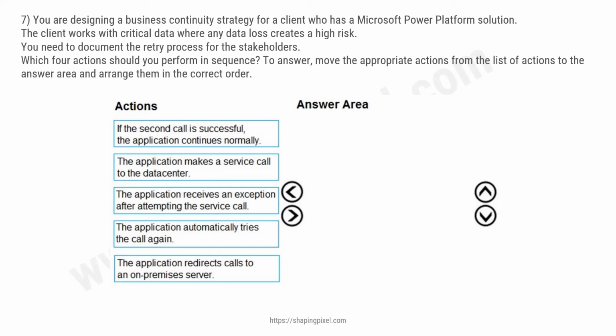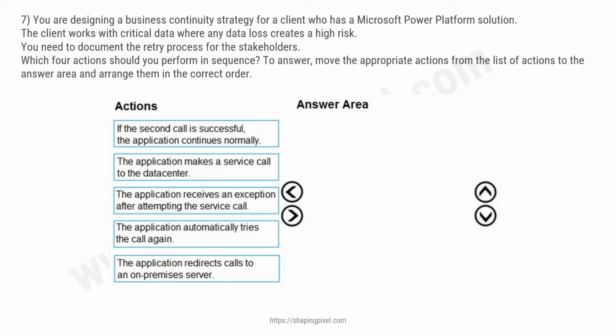Question number 7. You are designing a business continuity strategy for a client who has a Microsoft Power Platform solution. The client works with critical data where any data loss creates a high risk. You need to document the retry process for the stakeholders. Which four actions should you perform in sequence? To answer, move the appropriate actions from the list of actions to the answer area and arrange them in the correct order.